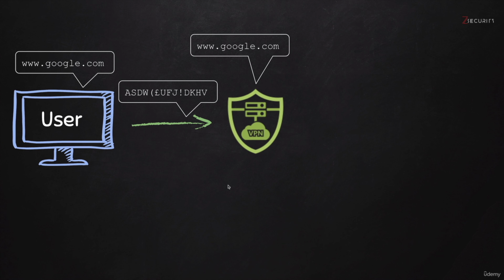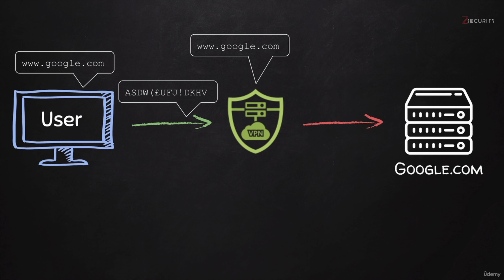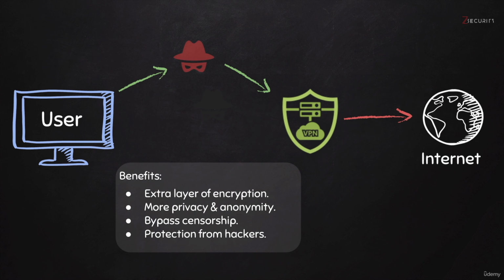Then, once the VPN server receives your request, it will forward it to the destination that you're requesting, and the response will follow a similar route. Now, because of this structure, because of the way that the data is always encrypted between you and the VPN server, using a VPN can be useful in so many scenarios, because it adds an extra layer of encryption. Therefore, it improves our privacy and anonymity in general.